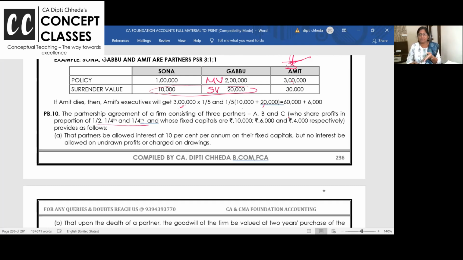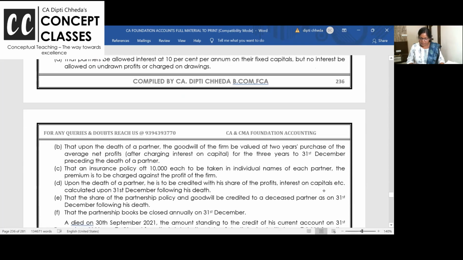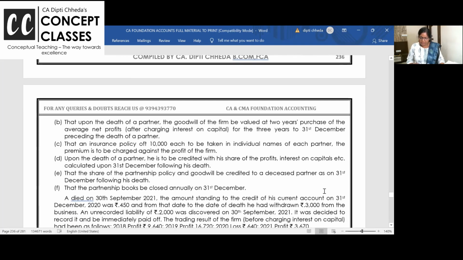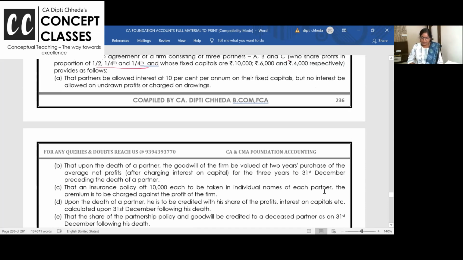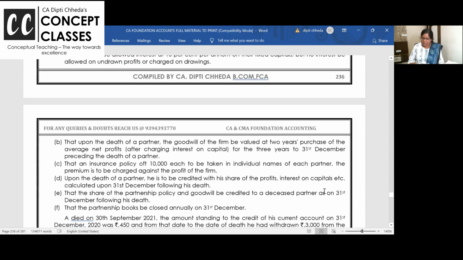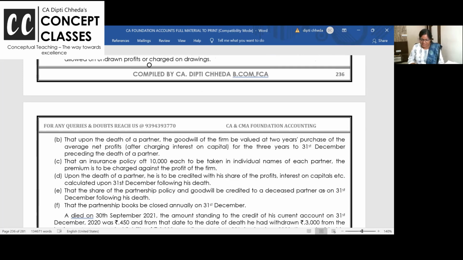तो multiply तो करोगे ना आप सबसे. Whose fixed capital are there? Partners, we allow 10% on their fixed capital, but no interest is allowed or drawn on drawings. Up to the death of a partner, the goodwill of firm will be valued at 2 years purchase of average net profit for 3 years. Are you getting? So A, B, C, 3 are partners, but partners are allowed 10% interest on capital, no interest on drawings.